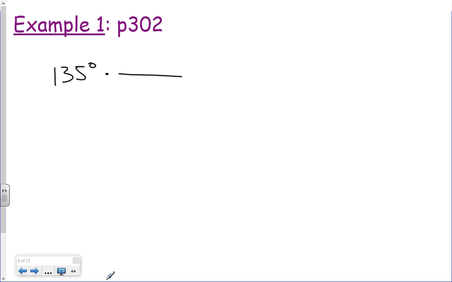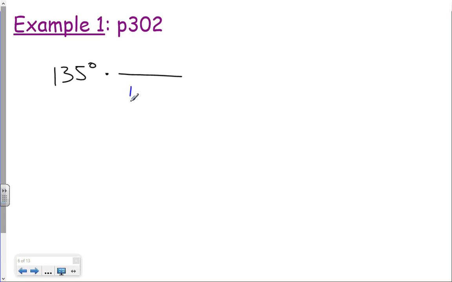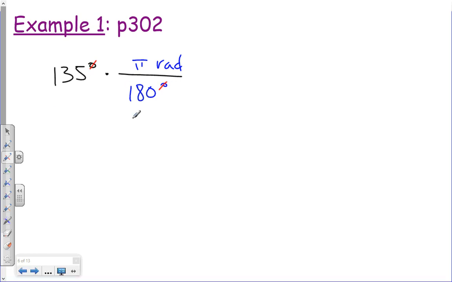The clever form of 1 needs to have degrees in the denominator, so it'll cancel out with the degrees in the numerator there. That's 180 degrees. And pi radians is the equivalent of that. So there's my clever form of 1. When I multiply these together, the degrees are going to cancel each other out. You'll be left with just radians.